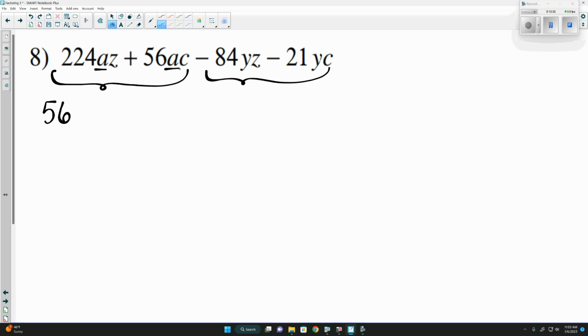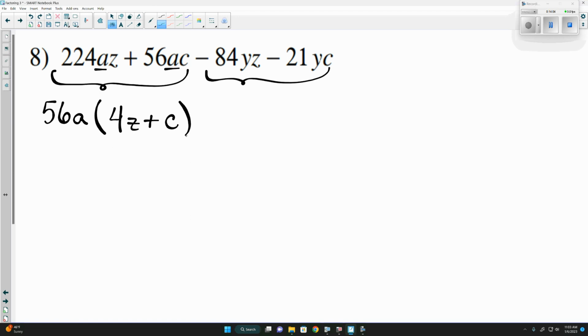They both have an A. So we can factor it out. Now we've already figured out what 224 divided by 56 is. It is 4. And we'll still have the z, plus 56 divided by 56 is 1. A factors out. So all we're left with is c. Questions on this so far?